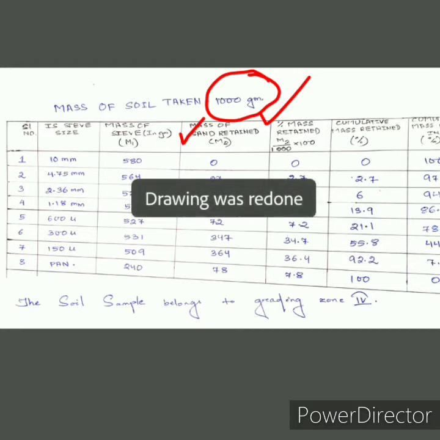In 4.75 mm sieve, if total amount of soil retained is 2.7% then percentage passing is 100 minus 2.7 and it is 97.3%.